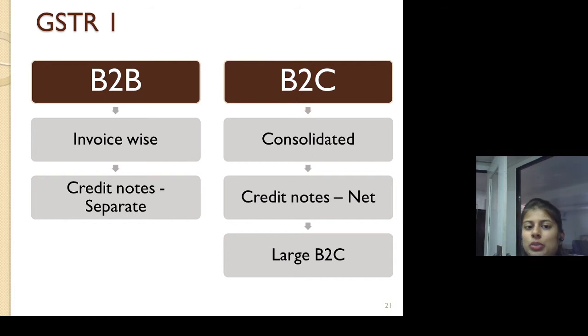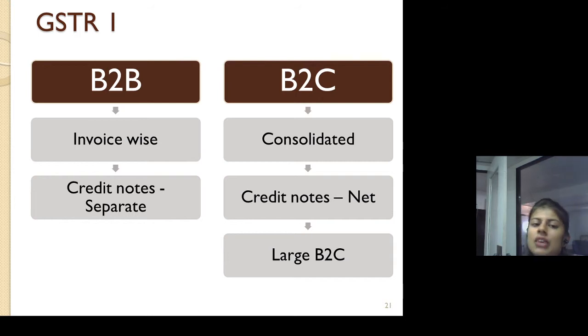By B2B I mean one GST number making a taxable supply to another GST person. That is business to business, B2B. Second is B2C, business to consumer. As I am selling to ultimate consumers, that is business to consumer. For that I am not supposed to pass credit to that person, and that is why I am supposed to give a consolidated entry.